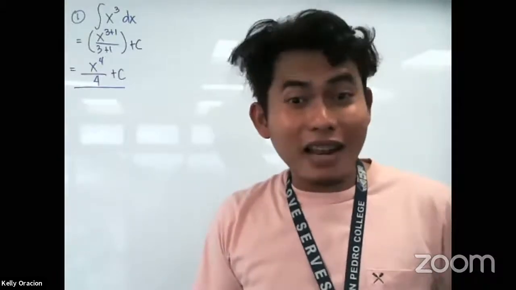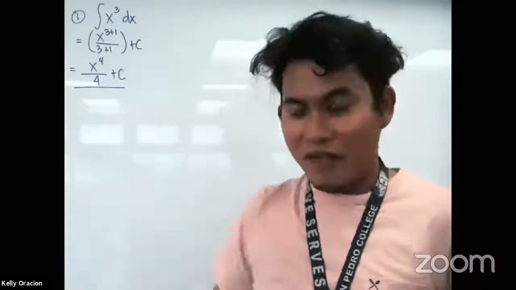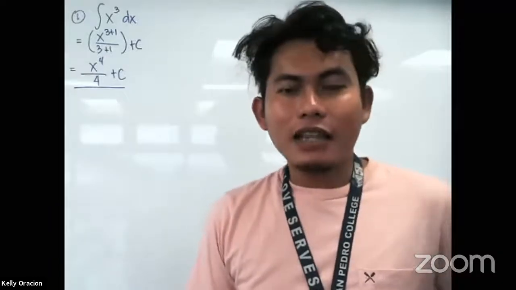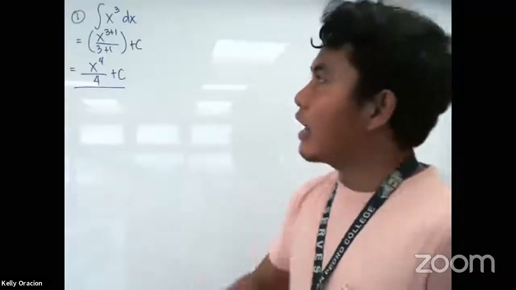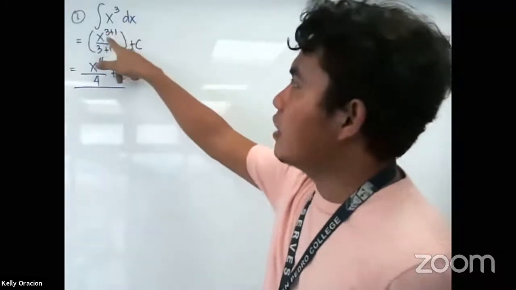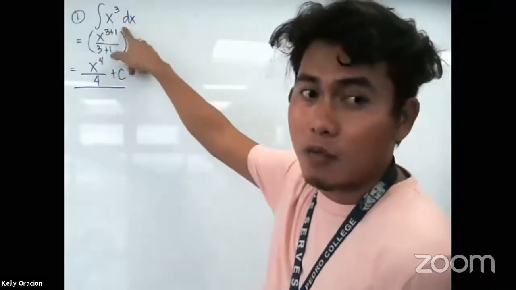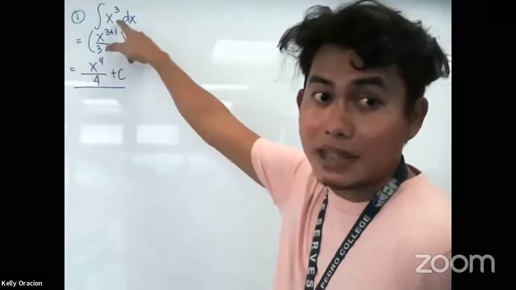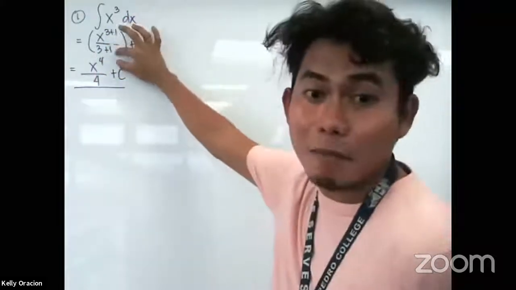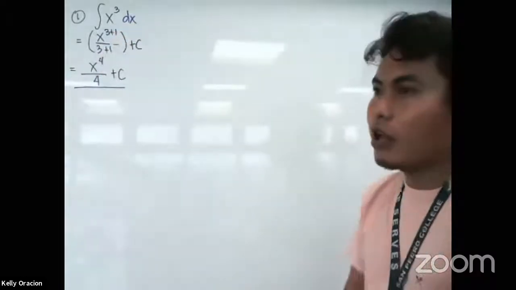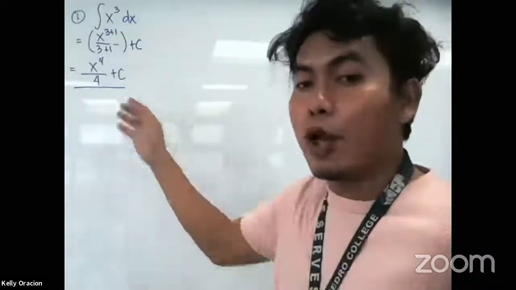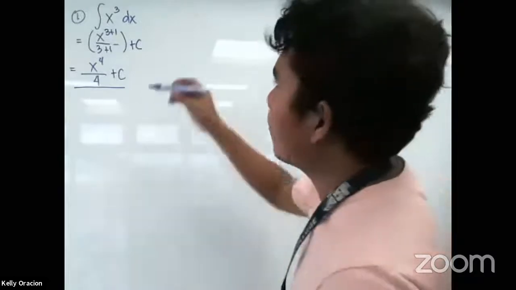So it is really easy if this is the given. That is our answer already. We use the power rule because the exponent is 3, so 3 plus 1 over 3 plus 1, the same 3 plus 1 in the denominator. So x raised to 4 over 4. This is an example of an indefinite integral.